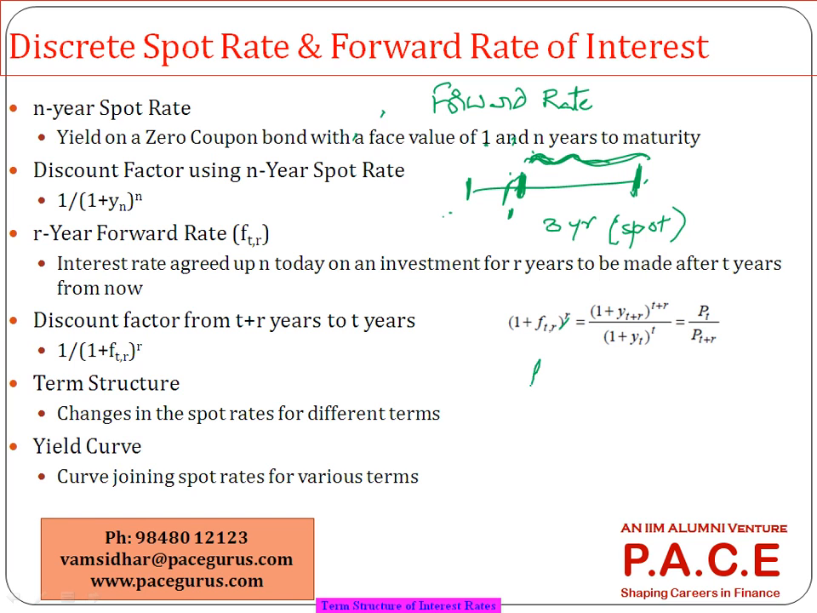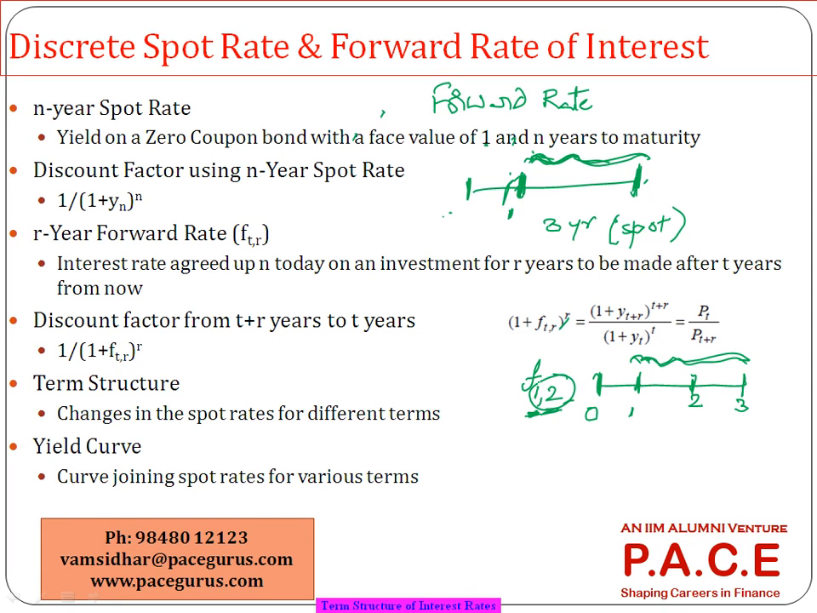So whenever I say forward 1 comma 2, it is nothing but that specific interest rate for 2 years, a 2 year interest rate after 1 year from now. Which means overall from today, it is about a maturity after 3 years. I'm talking about a bond which will mature in 2 years after 1 year.